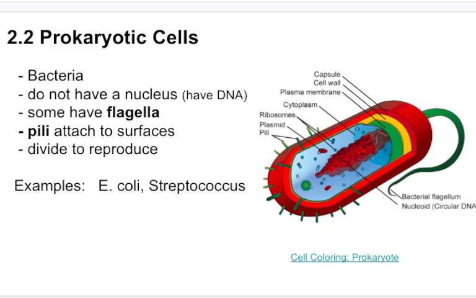Some prokaryotic cells also have pili, which have basically the ability to anchor to other cells, and they function to help in asexual reproduction for these types of cells. And prokaryotic cells also can undergo division to reproduce. Examples of prokaryotic cells include Streptococcus and E. coli, which are both bacterial infections.